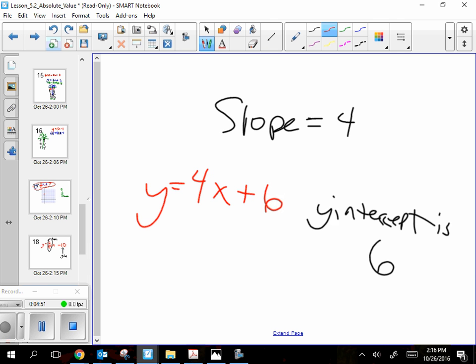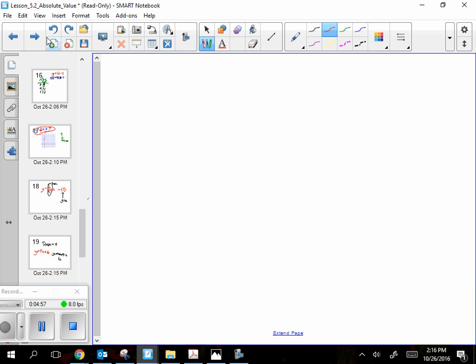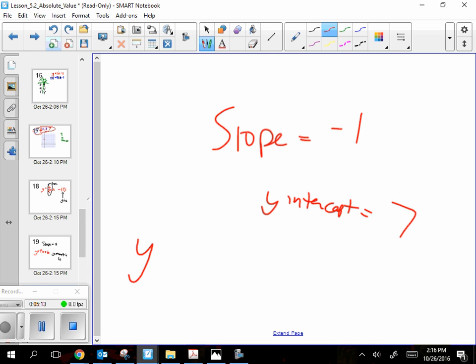Yes, it is 4 times x. That's true. All right. So, one more time. The slope, I'm going to throw a little curveball at you, is -1, and the y-intercept is 7. What's the equation now? Y equals -1x plus 7. Good.